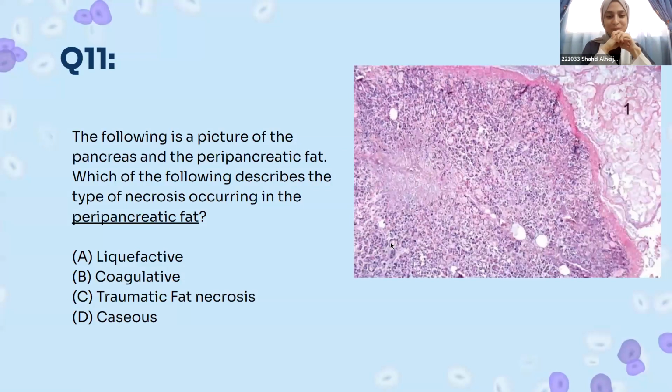So, we can move on. All right, next question. The following is a picture of the pancreas and the peripancreatic fat. Which of the following describes the type of necrosis that will occur in the peripancreatic fat?